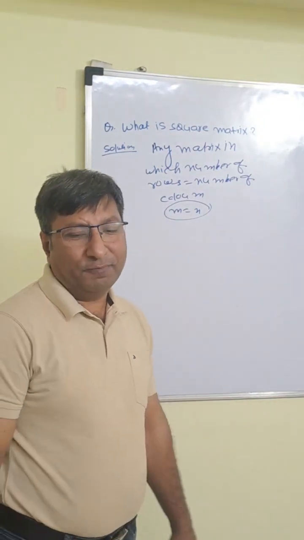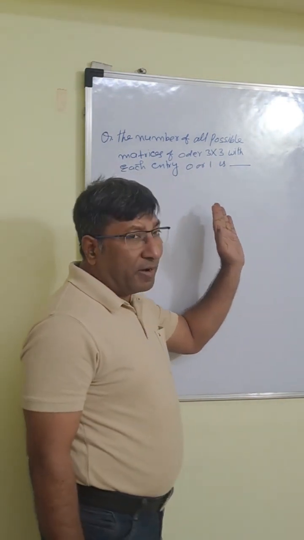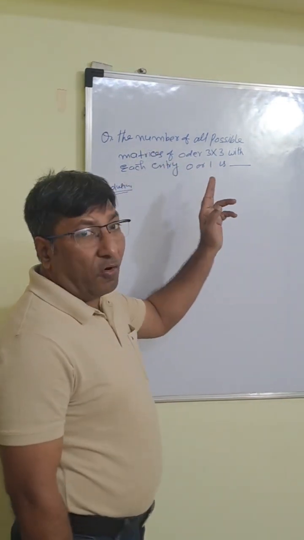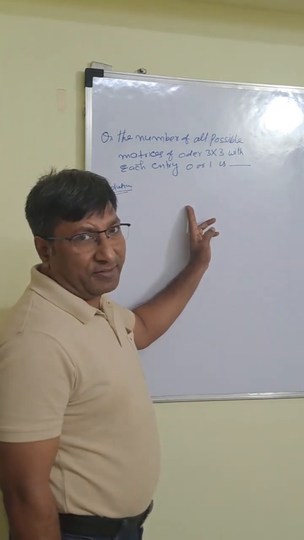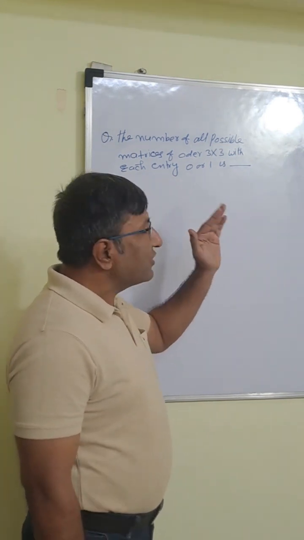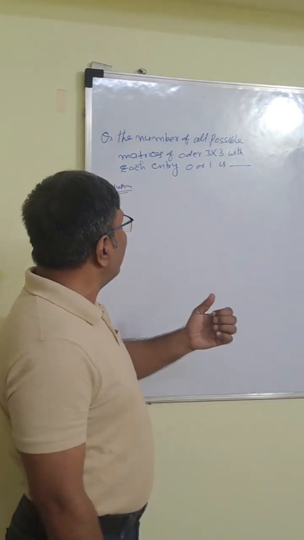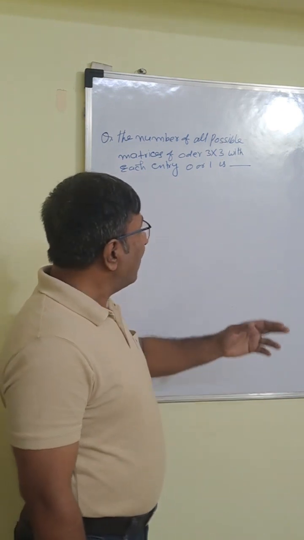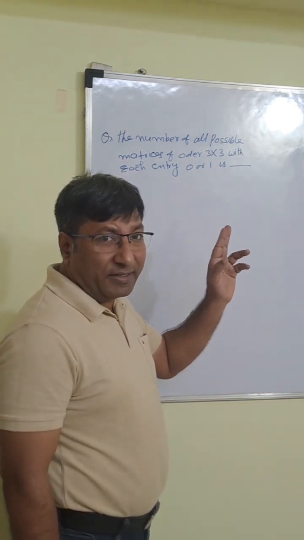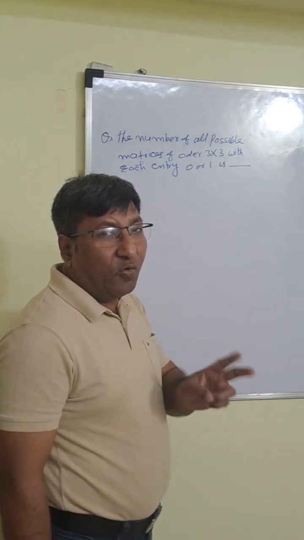Let us see the question. Question is what? The number of all possible matrices of order 3 by 3 with each entry 0 or 1. That means we have to find number of all possible matrices when order of matrix is given 3 by 3 and each entry should be either 0 or 1 only.